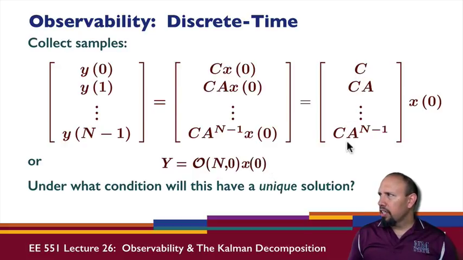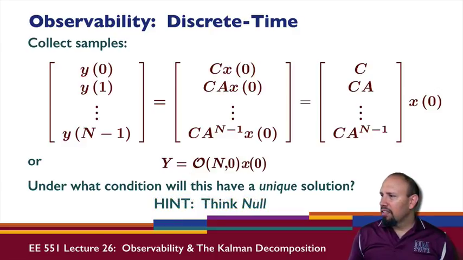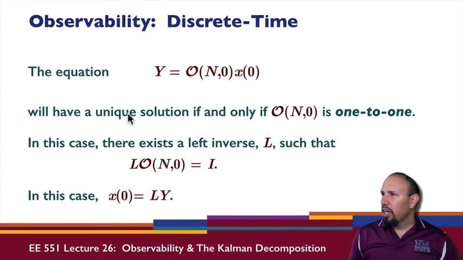Notice that in general, this is going to be a tall matrix. And so under what condition? Well, we need to think in terms of the null space. If only the trivial null space exists, then we will have unique solutions. So the equation here will have a unique solution if and only if the output matrix from 0 to n is 1 to 1. We saw that in the controllability problem, our control map needed to be onto. Now our output map needs to be 1 to 1. In this case, there exists a left inverse L. If a matrix is 1 to 1, then it has a left inverse, such that when I multiply by the left inverse, I get the identity matrix. In this case, we can solve for x0 as that left inverse times y.